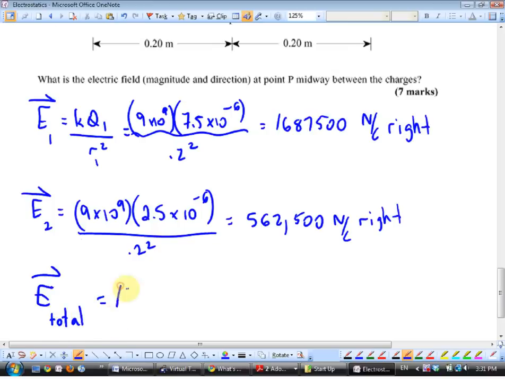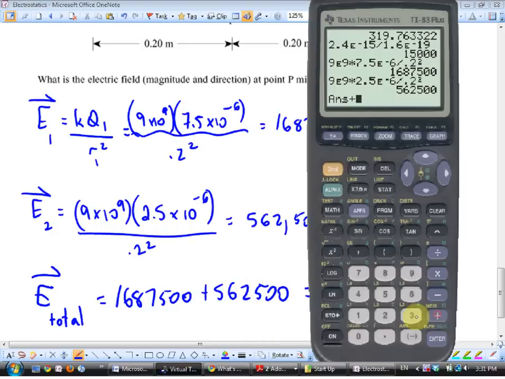It's going to be 1,687,500 plus 562,500 plus 1,687,500. The total electric field here is 2.25 times 10 to the 1, 2, 3, 4, 5, 6.